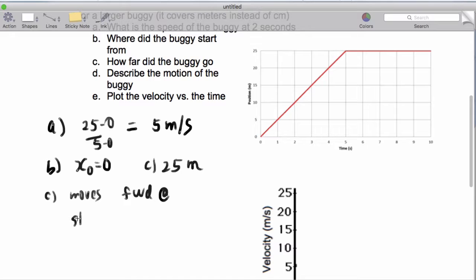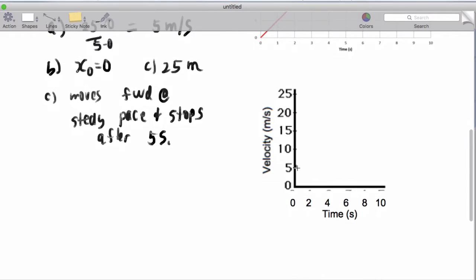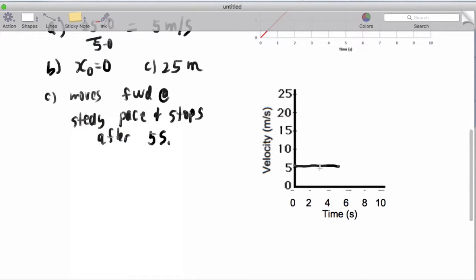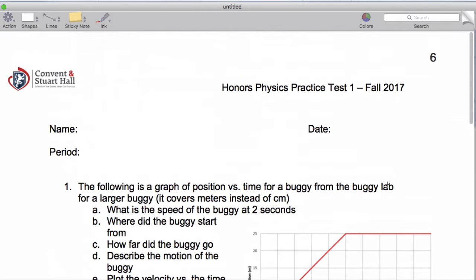When we describe the motion of the buggy, it moves forward at a steady pace and stops after 5 seconds. When we want to plot the velocity versus time, up to 5 seconds we go at 5 meters per second, and then from 5 seconds to 10 seconds, we're perfectly at rest and we don't move. So that's question number 1.